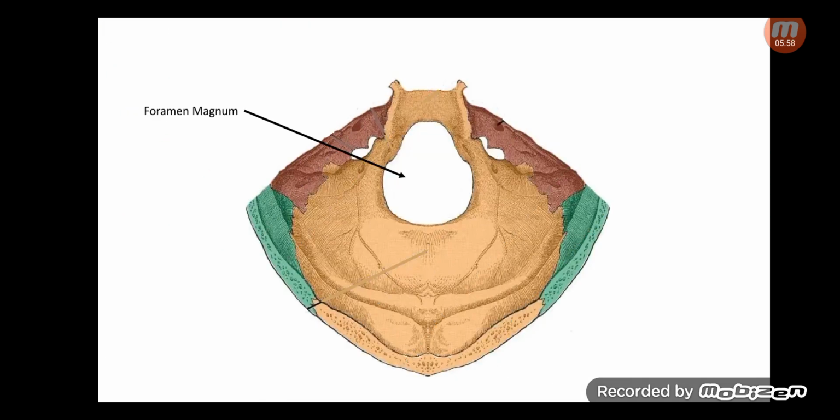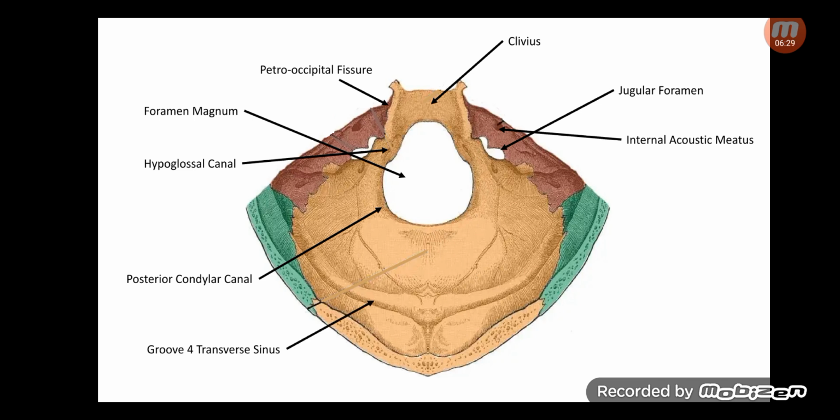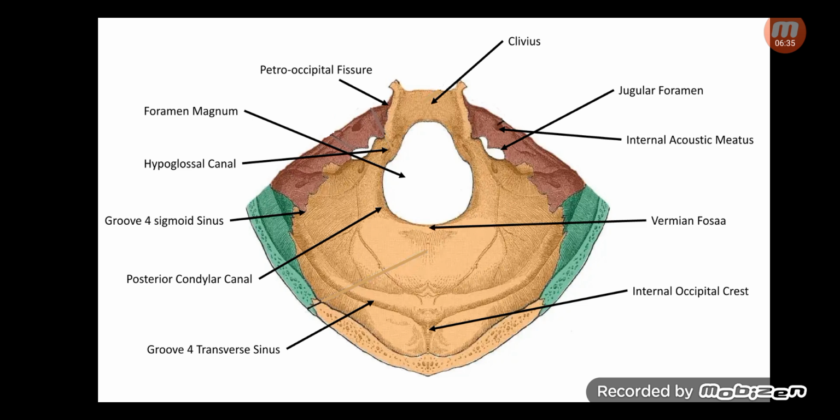Important features in the posterior cranial fossa are the foramen magnum, the largest foramen of the skull, which can be seen easily. Then we have the hypoglossal canal, and the posterior condylar canal is also there. The jugular foramen can be easily visible in the posterior cranial fossa. Along with that, we can also appreciate the internal acoustic meatus. The petrooccipital fissure, a fissure between the occipital bone and the petrous part of the temporal bone, can also be appreciated. Other than that, we have the clivus in the posterior cranial fossa. We have the groove for the transverse sinus, the groove for the sigmoid sinus, and the internal occipital crest can also be appreciated. And also we have the vermian fossa for the vermis.